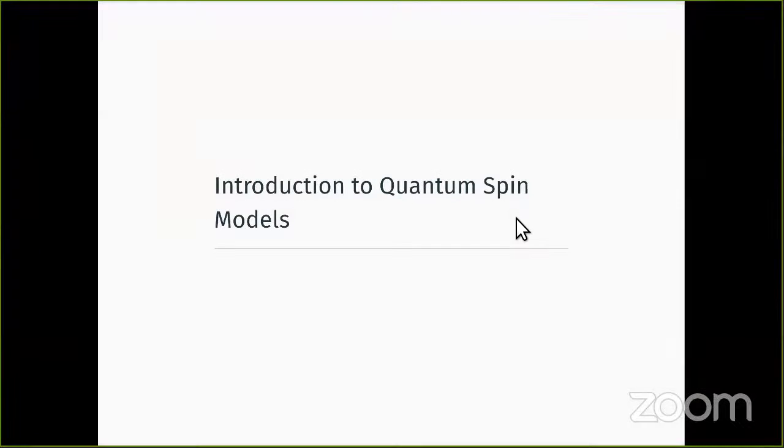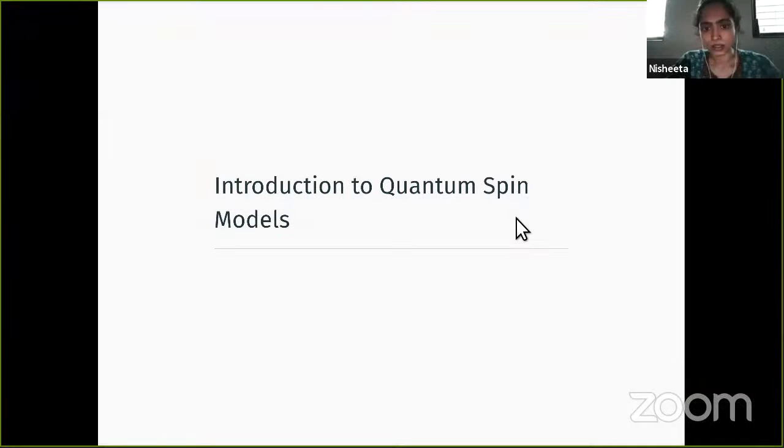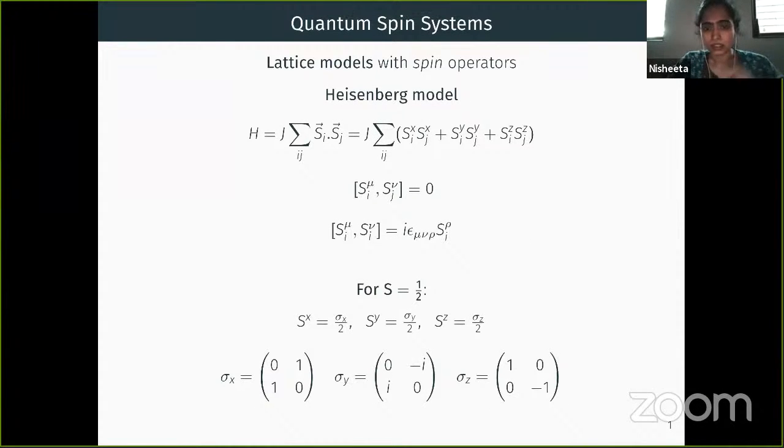Sorry. Yeah. So I'll start with a short introduction to quantum spin models. So here I've just shown some simple basic standard definitions of, say, the Heisenberg model, the spin operators, and the spin half operators, Pauli matrices. So I'll start by describing why this problem of quantum spin systems is a hard problem.